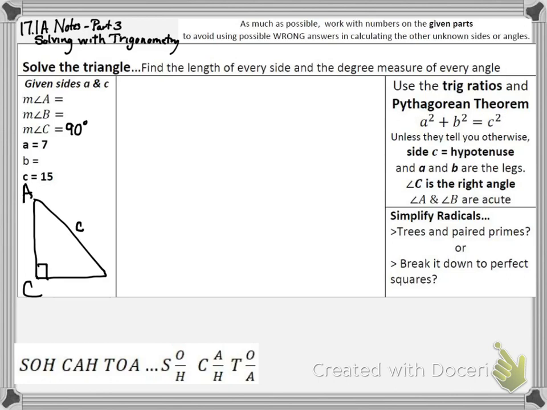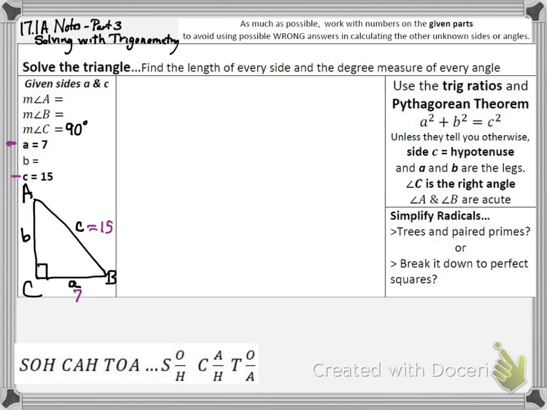The side opposite from A is lowercase a. I'll call this angle here B. The side opposite from angle B would be lowercase b. And then we'll look and see what kind of information we have about some of these other things. I know that side a is 7, so I'm going to put a 7 down here. I know that side c is 15, so I'm going to put a 15 right here.